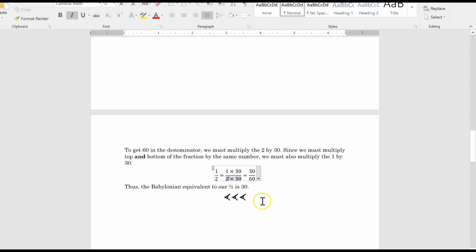So then what they would do is they would just write 3 10s like this. It's the same as their regular 30. They didn't write it over 60. They would just write 30 like that. So you had to know that you were talking about fractions instead of whole numbers, because there wasn't a fraction bar like we have nowadays.